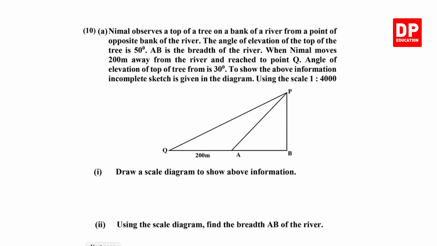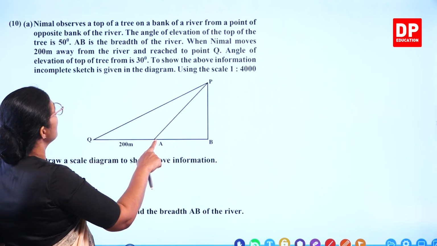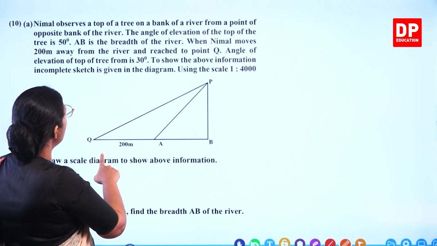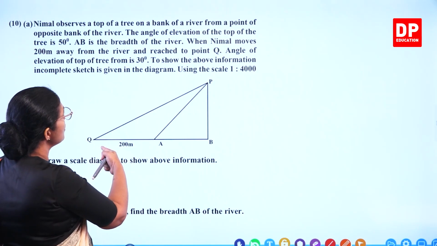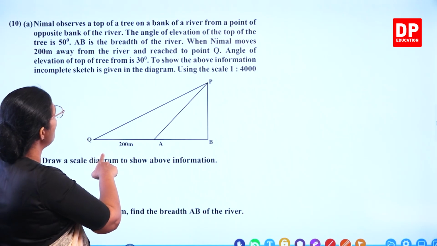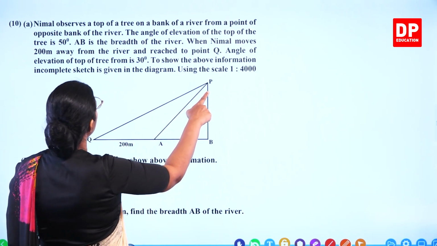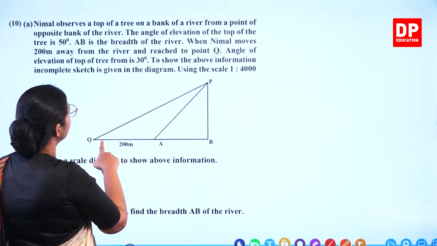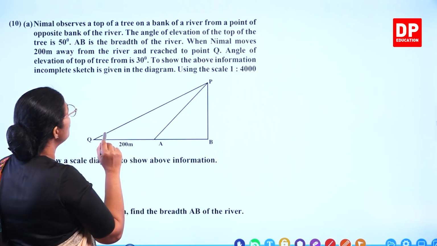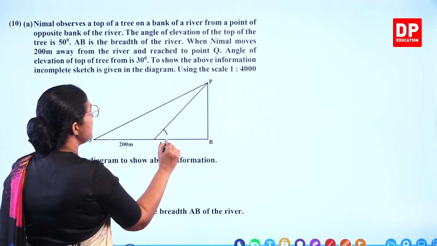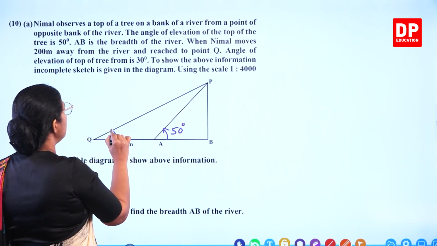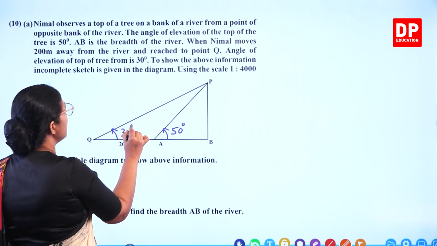AB is the breadth of the river. When Nimal moves 200 meters from the river towards this side and reaches point Q, the angle of elevation of the top of the tree from this point is 30. So this is the tree. BP is the tree, so we'll mark those two. Angle of elevation, if this is 50 degrees. And here the angle of elevation is 30, given.